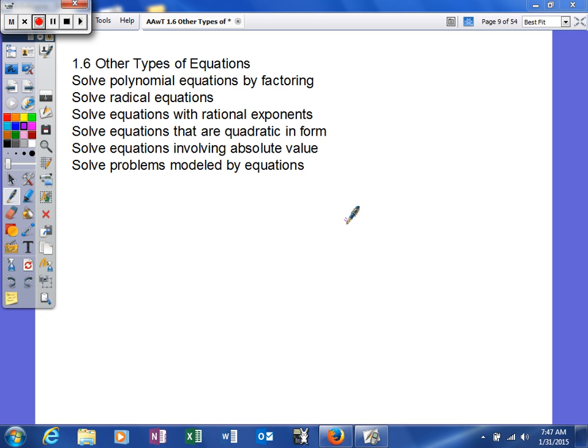Linear equations, you get one solution. Quadratic equations, obviously, we're getting two. So now we're getting into other types. So let's see if we can't look at some. First way we're going to explore is to solve polynomial equations by factoring.